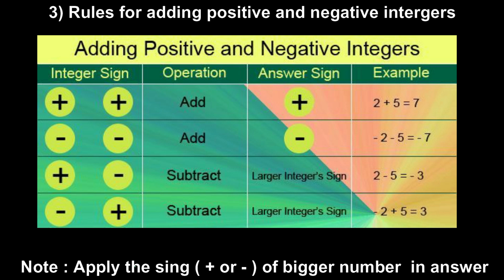Here 2 is a positive integer and minus 5 is a negative integer. So if we do 2 minus 5, 2 is a smaller number, 5 is a bigger number. So obviously the answer is going to come 3, but here we have to put the sign of the bigger number. That is the key to solve this kind of problems. Always remember that whenever you are solving this kind of integer numbers, you have to keep in your mind that always keep the sign of the bigger number in the answer.